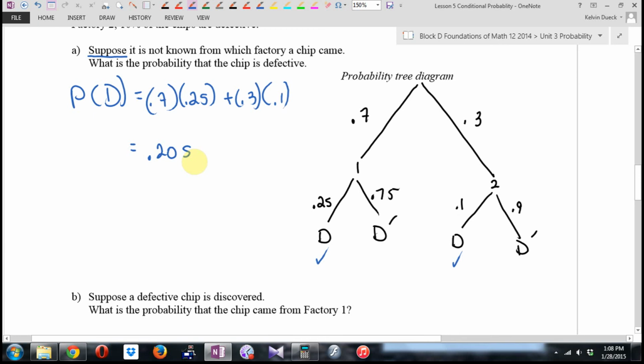But what the factory would also be interested in is, okay, suppose in their retail store they pick a chip and it's defective. What's the probability that it came from factory 1? Now, a lot of people might say, oh, 70%, Mr. Dueck, because 70% of them are made there. No. So, Jake, what are they asking me to find in part B?